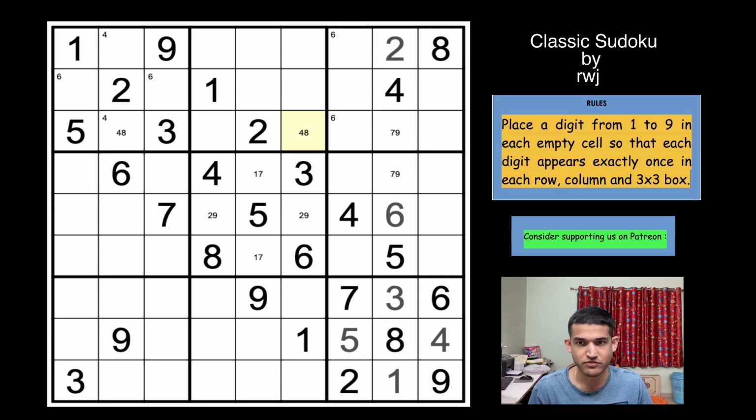Now let's finish off marking row 3. 2, 3, 5, 4 and 8. So I need 1, 6, 7 and 9. So this is 6, 7, 9. This is a 1 or a 7. 6 and 9 are ruled out. And this is a 1, 6 and 9.